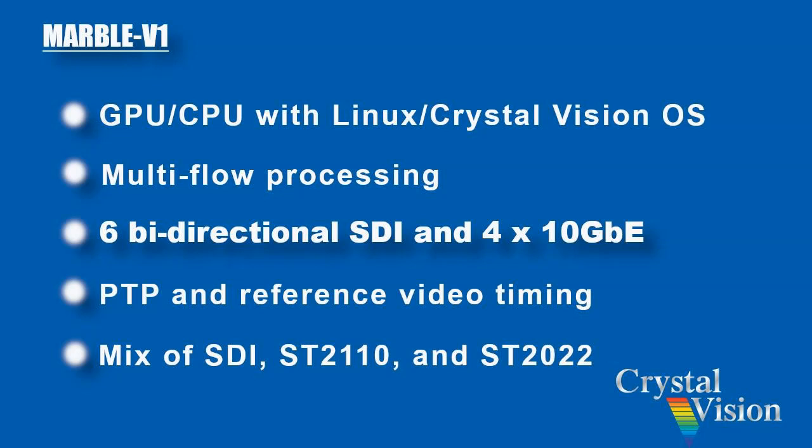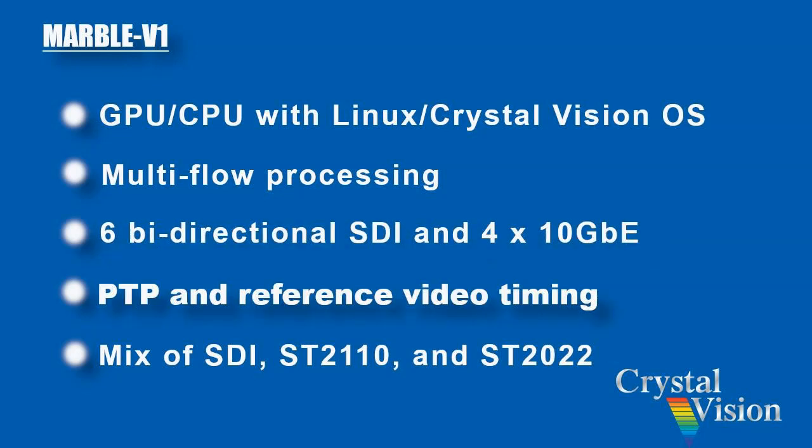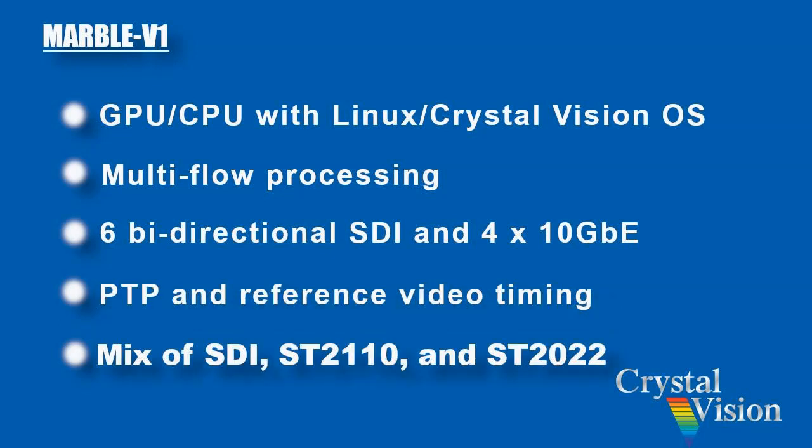It has 6 bi-directional SDI and 4 10 gig physical network interfaces. Inputs and outputs are customized by the installed app. Marble utilizes PTP as well as analog references with failover protection. All apps can use a mix of SDI and IP inputs and outputs with both SMPTE 2110 and 2022 support. The only exception is our gateway apps that have their input and output protocol determined by their gateway function.